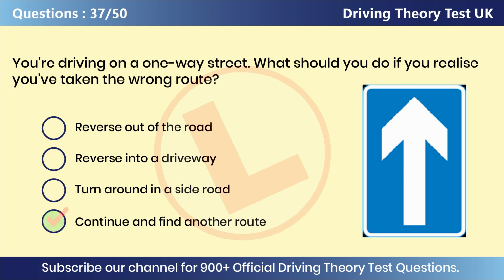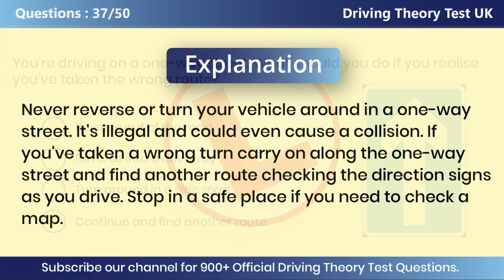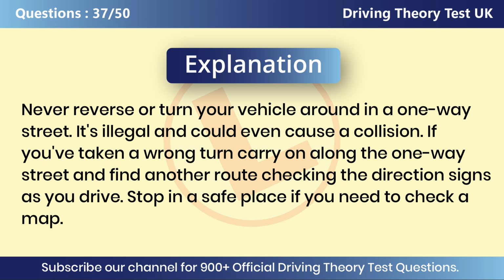D. Continue and find another route. Never reverse or turn your vehicle around in a one-way street. It's illegal and could even cause a collision. If you've taken a wrong turn, carry on along the one-way street and find another route, checking the direction signs as you drive. Stop in a safe place if you need to check a map.